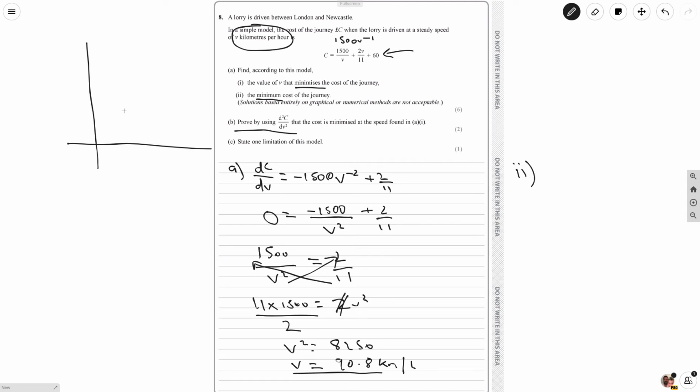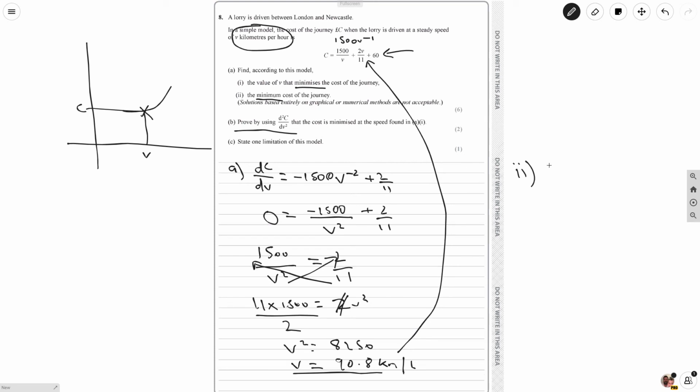So really, if I just draw this on the diagram, if you're finding a minimum, a minimum is a coordinate that has 2 components to it. In this case it has a v and it has a c. So all we're really now doing is looking at, when we choose this value of 90.8 kilometers per hour, what is the cost of the journey. So we need to put this value back into here.